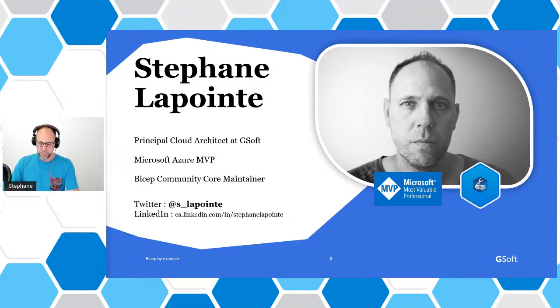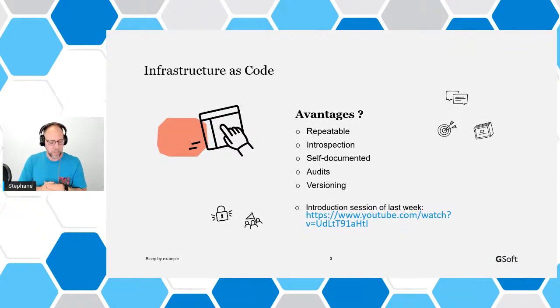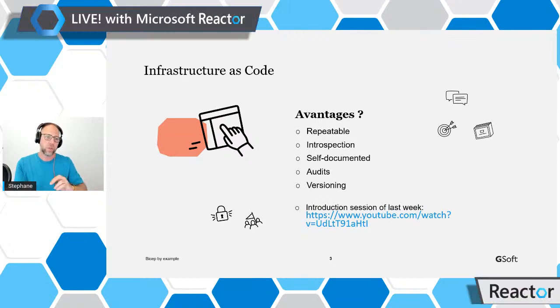So if we proceed, like we said, we already had a session last week regarding why infrastructure as code is important. Why is Bicep a differentiator in the Azure space? There's plenty of other tools. All of these have already been talked about in the previous session, so I won't go over infrastructure as code again in depth.